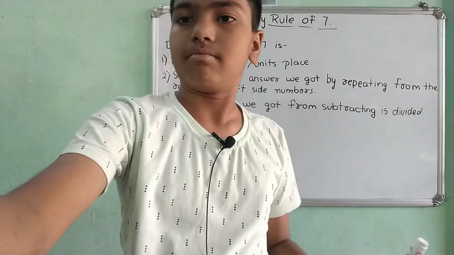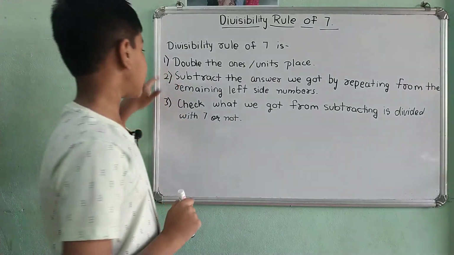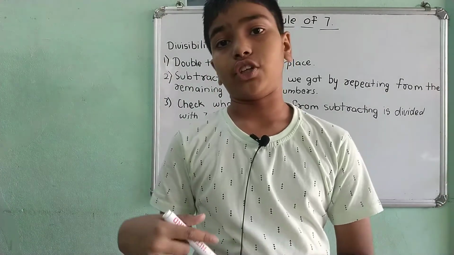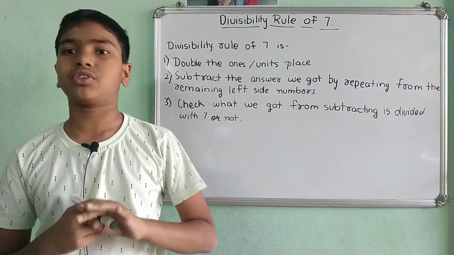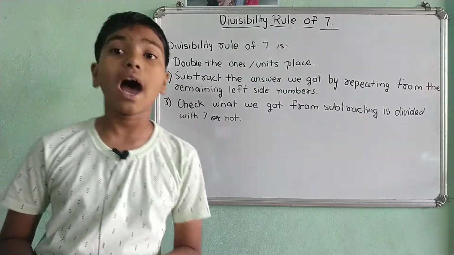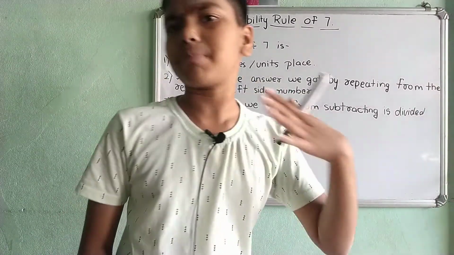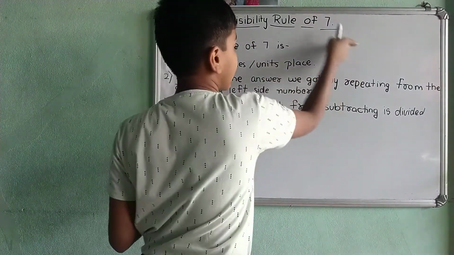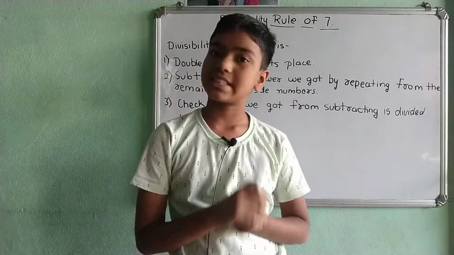So let's see. Now over here I have written it, but you will see some steps. We don't give a specific definition for the divisibility rule of 7, like we do for 5: if the number ends in 0 or 5, and even for 2 like that. So we don't give a specific definition here. We just give some steps for the divisibility rule of 7.